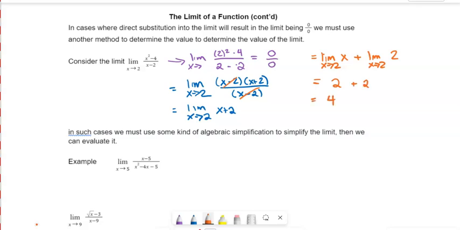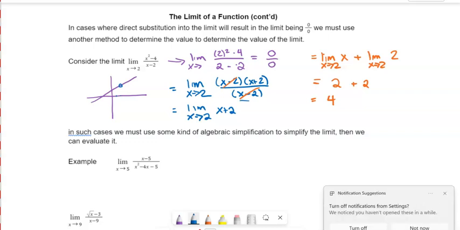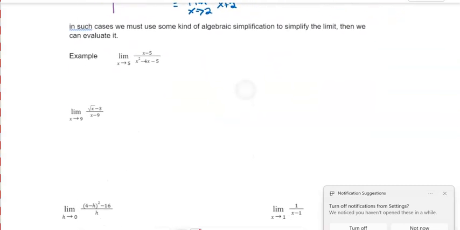And if we look at this graphically, we would see that we have a function that has a hole at the point when x is 2. So we would have a hole right there. And we know that from this information here. Okay, so in these instances, we have to use some type of simplifying strategy in order to first simplify the limit and then evaluate it.